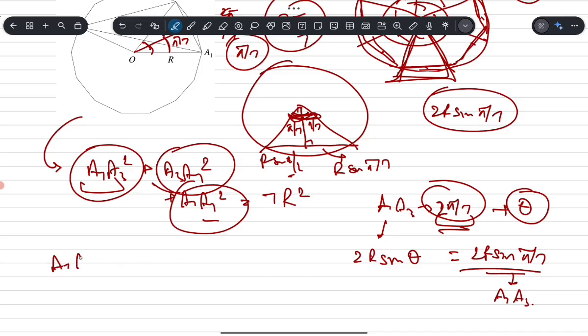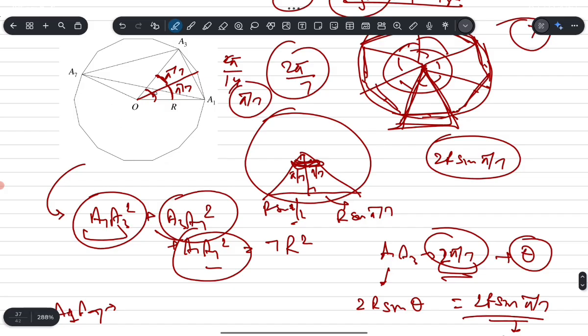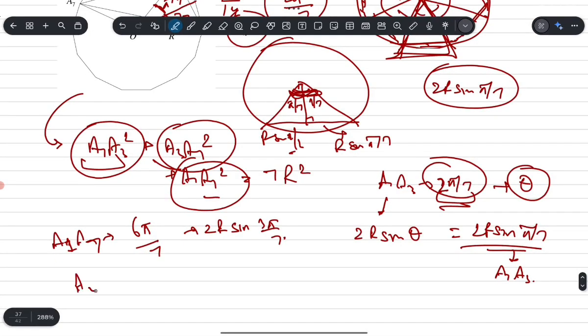Similarly, for a1, a7, if you see, how many? 1, 2, 3, 4, 5, 6. 6 of them. So the angle it is subtending is 6 pi by what? 7, right? And the length is going to be 2r sine 3 pi by 7, right? For a3, a7, it's subtending 4 pi by 7 of an angle. The length is going to be 2r sine 2 pi by 7.